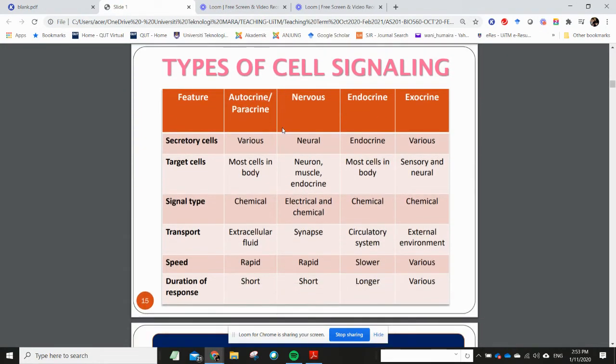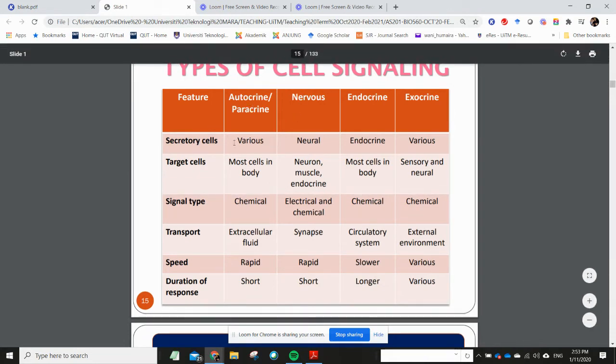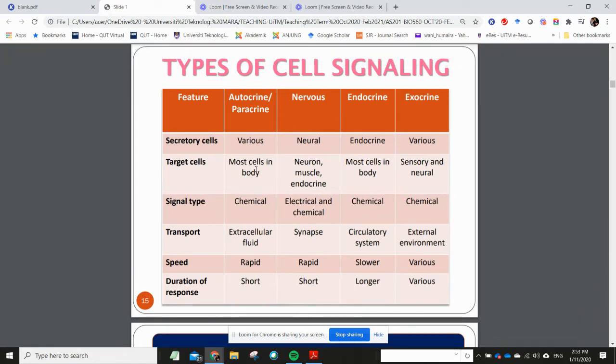So this slide here, types of cell signaling. So this is a type. You can see the secretory cell. The features of these types, this is the component, or the item, secretory cells. Autocrine, paracrine cell signaling, the secretory cells can be various. Secretory cells for nervous cell signaling is neural. Secretory cells for endocrine is endocrine gland. Exocrine can be various. So the target cell, most cells in the body.